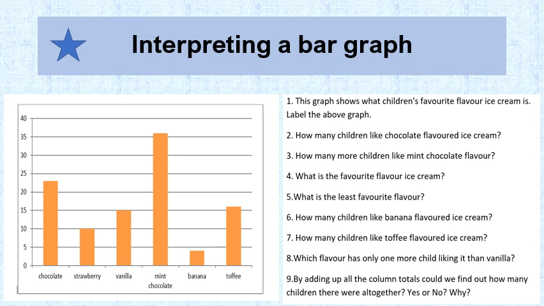Question 9, by adding up all the column totals, could we find out how many children there were altogether? Yes or no? Why? Pause here while you read the questions and look at the bar graph to interpret them.